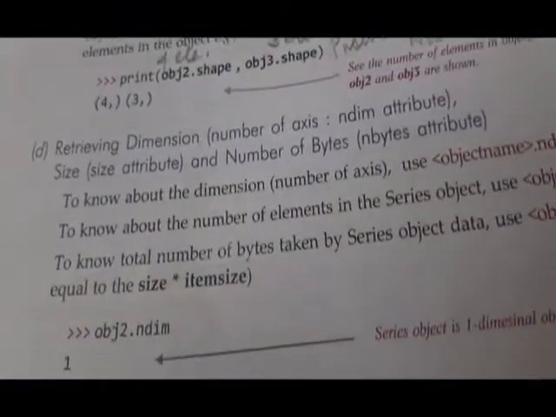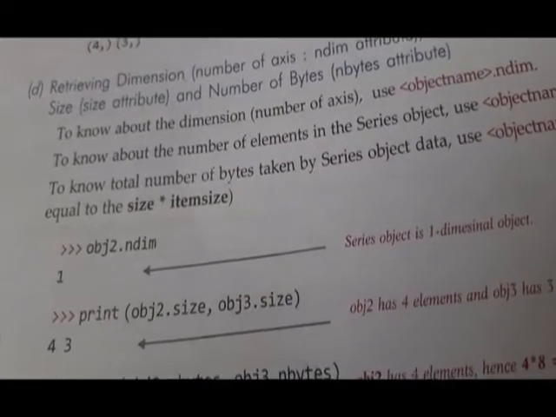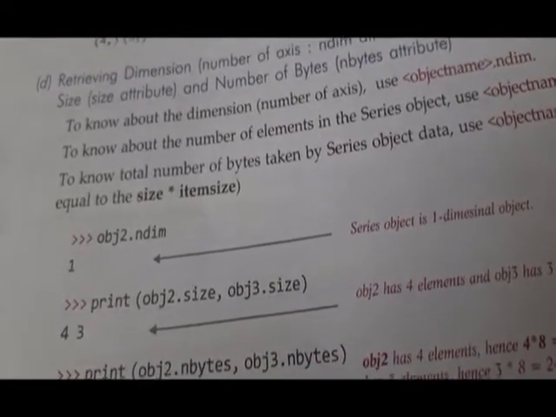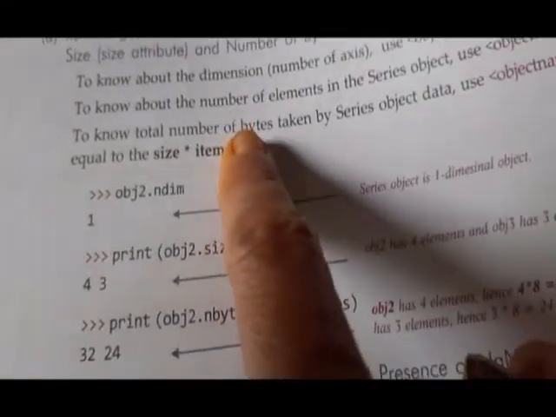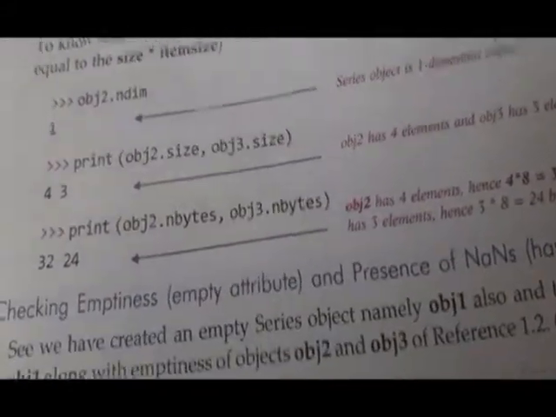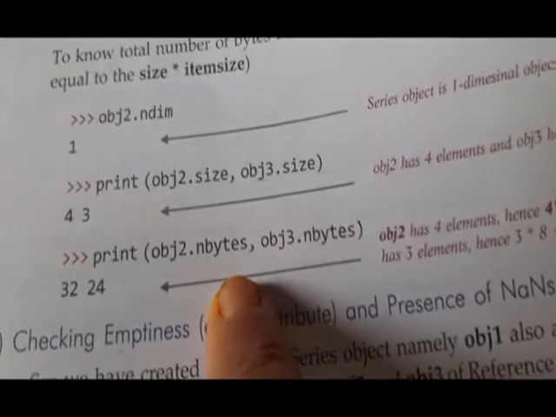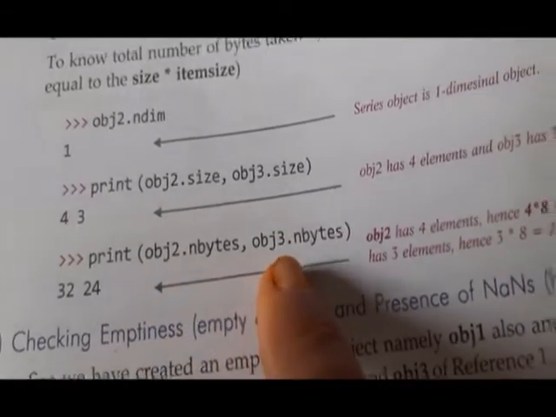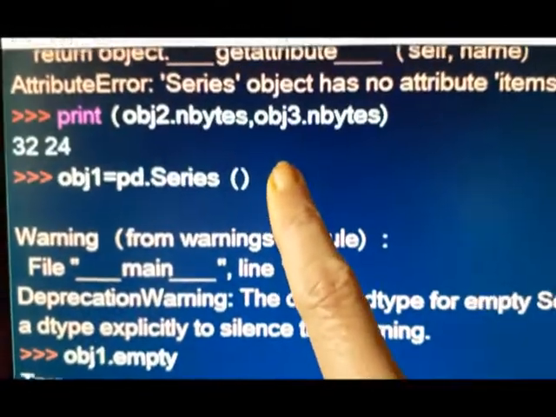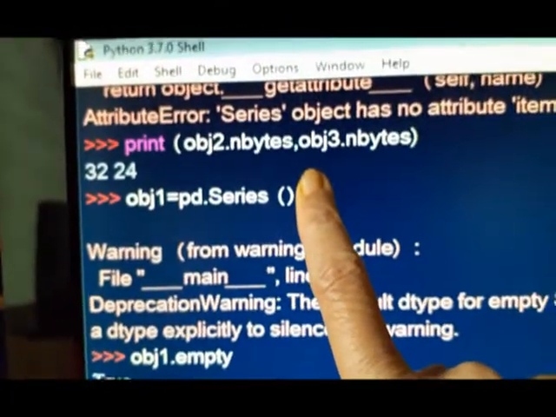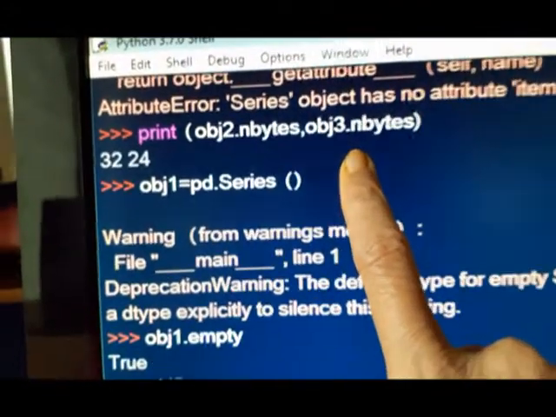But nbytes it shows. What does nbytes do? I have already told you, it tells the total number of bytes taken by the number of elements. This is to know the total number of bytes taken by the elements. 8 into 4 is 32, 8 into 3 is 24. So this one I am showing you here. You can see here nbytes: 8 into 4 is 32, 8 into 3 is 24.